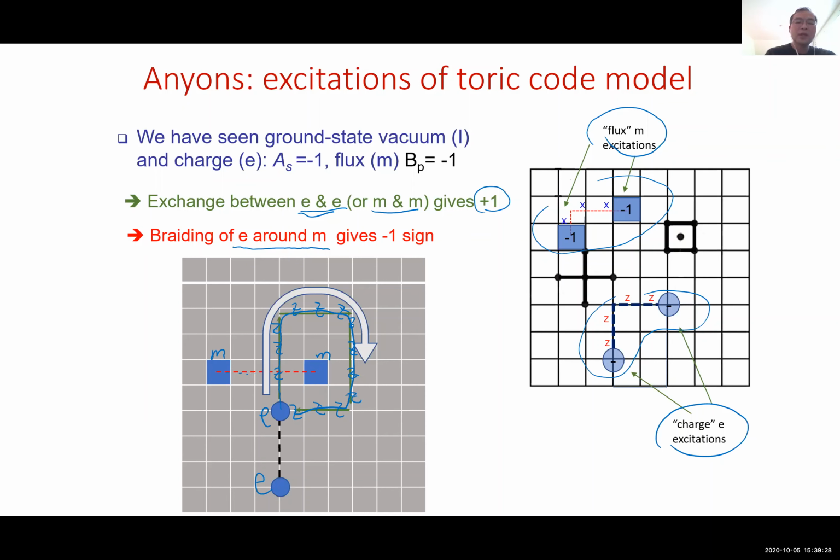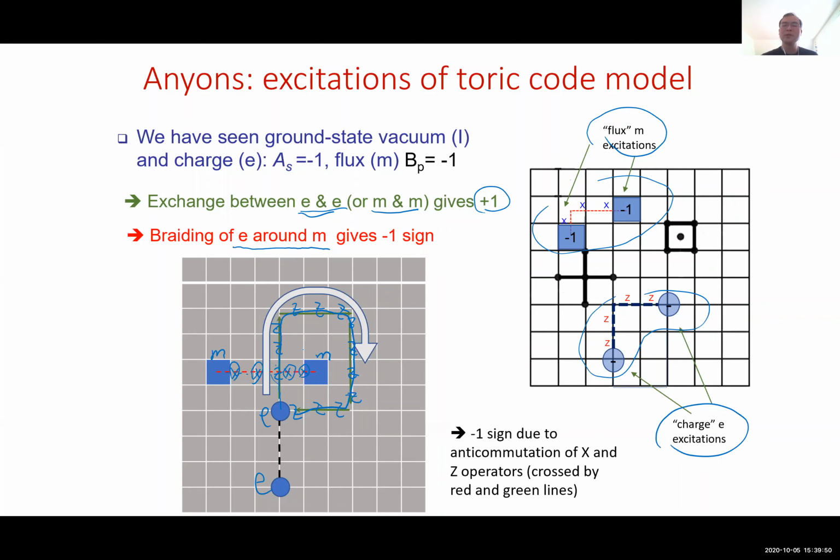But there is a red dashed line between the two M, and these have the X operator. So there's an X operator, X operator, X operator, and these anti-commute. So braiding of E around M or vice versa gives a -1 sign. Basically that is due to the anti-commutation of the X and Z operators. Okay.